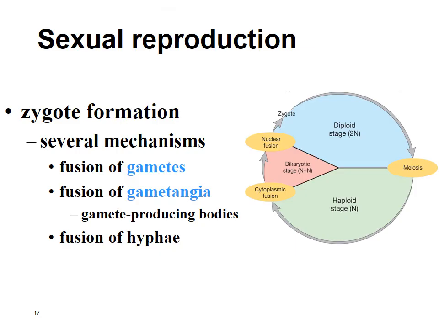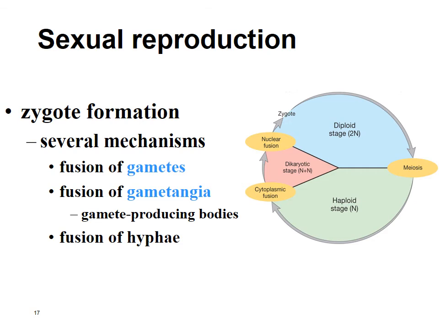So as we said earlier, sexual reproduction involves the fusion of compatible nuclei. And this can occur as the result of fusion between haploid gametes, or between gamete-producing bodies called gametangia, or between hyphae from different strains of fungi. Sometimes both the cytoplasm and the haploid nuclei fuse immediately to produce the diploid zygote, but usually there's a delay between cytoplasmic and nuclear fusion.